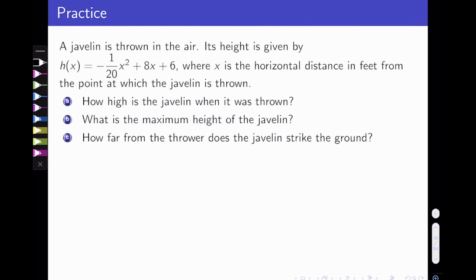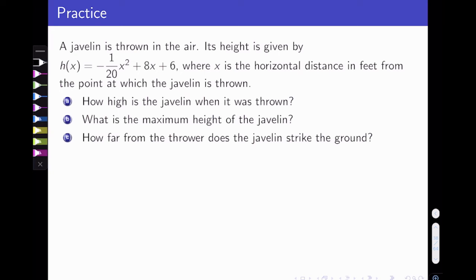For our final practice problem, we'll be looking at an application. A javelin is thrown in the air. Its height is given by the function h of x, where x is the horizontal distance in feet from the point at which the javelin is thrown. So h of x represents the height of the javelin, and x is how far away horizontally it travels from the point at which it starts.